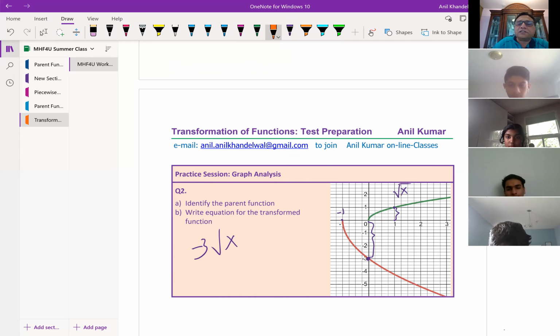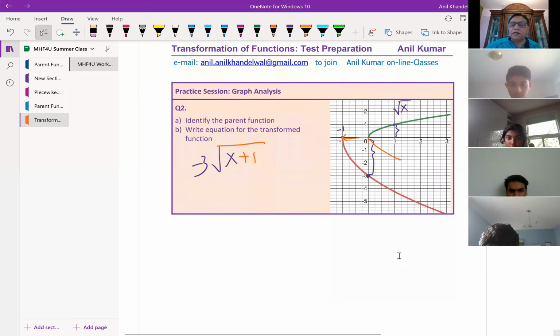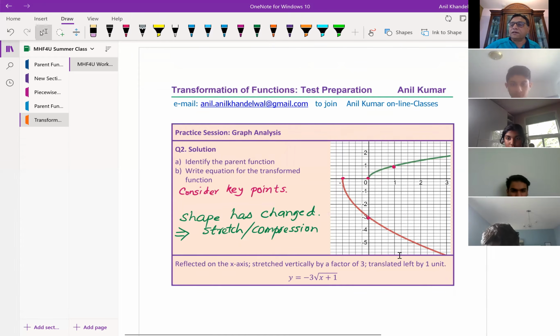Now let's go to the translation. What has really happened? After the reflection, it moved 1 unit to the left. Is that clear to you? Since it moved 1 unit to the left, it will be x plus 1 squared. Is this clear to you? And that is how we get our equation. So we have incorporated a stretch factor also and still got the equation very easily. And you now have an idea how we did that, correct?